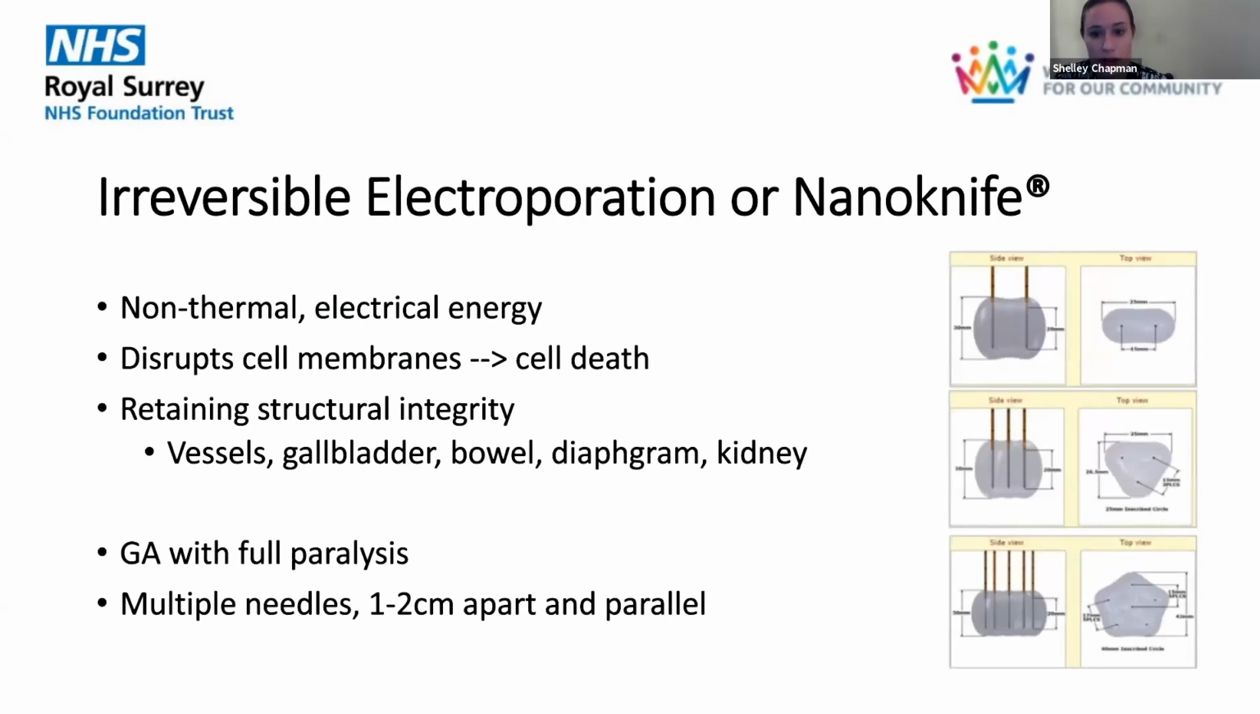However, microwave ablation is not suitable for all patients or all lesions, and we have new technology called irreversible electroporation, also known as nanoknife. And this is non-thermal. Critically, it's non-thermal energy, electrical energy, and it disrupts cell membranes and causes cell death. The good thing is that it retains the structural integrity of other structures such as vessels, the gallbladder, bowel, diaphragm, kidney, so we can target many more lesions. Patients require GA with full paralysis, and multiple needles need to be inserted, unfortunately, between 1 to 2 centimeters apart, and they need to be perfectly parallel.